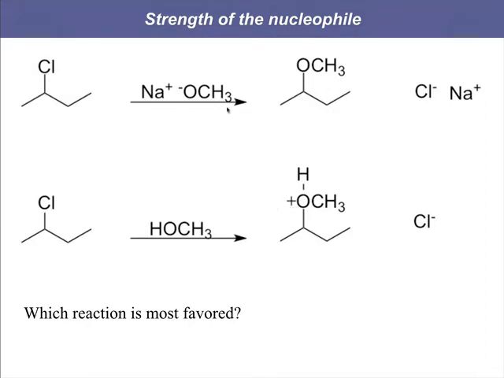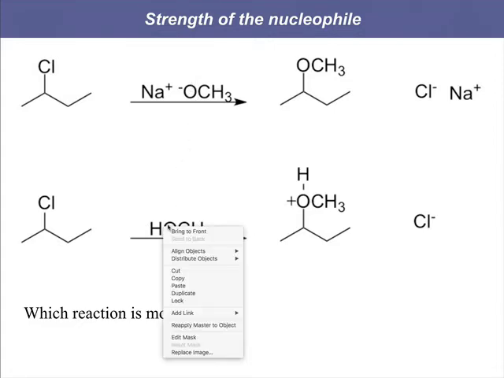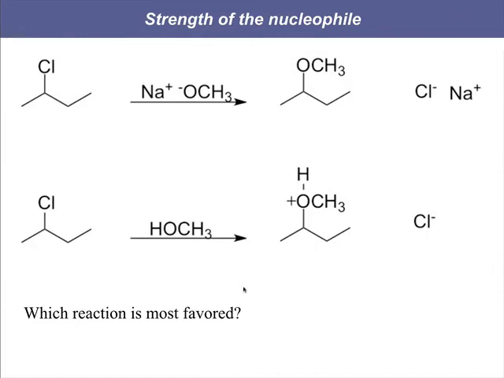It's going to be the top one, but for 2 reasons. First of all, we have a better nucleophile. We have a negatively charged nucleophile as opposed to a neutral nucleophile. Secondly, our products are more favorable. We've got a neutral substrate and our negative leaving group.